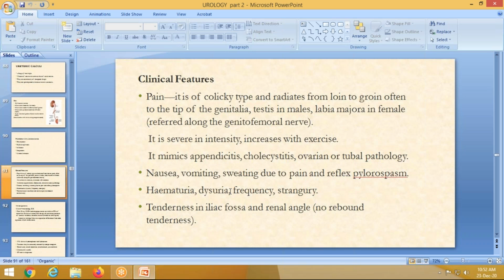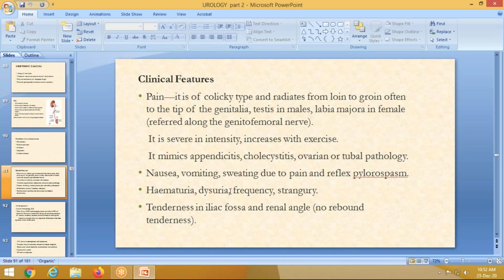Understand? Once in the males, it may migrate to the genitalia, like the tip of the penis and testicles, and the labia majora in the female. That is mainly due to the presence of the genitofemoral nerve. So this nerve can carry the pain from loin to groin. Sometimes this type of pain may be intensified during exercise.